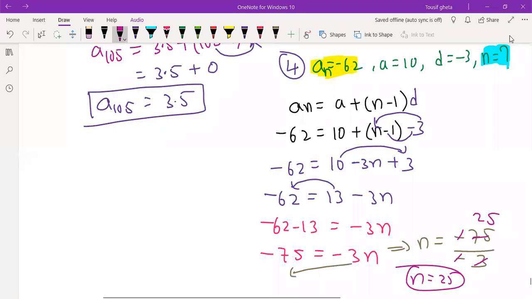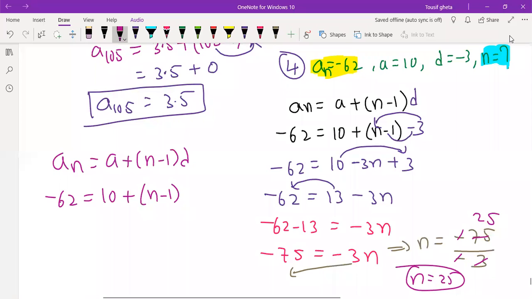One more way is there, I will show you. If it is good for you, you can follow this. This is the very basic method I showed you. Some people will do this very quickly. They want to complete it, so they can do it this way also. So this I will take here: minus 62 and minus 10 is equal to n minus 1 of minus 3 will come.